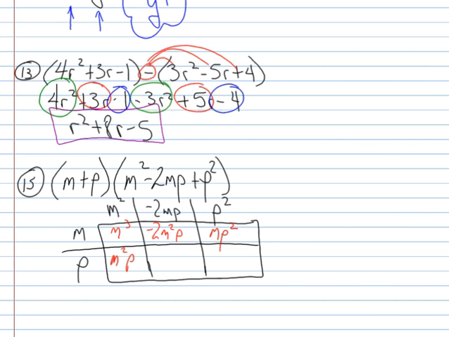So now I've got to multiply p times my negative 2mp. So it's going to be a negative 2mp squared. And then p times p squared is p to the third power.